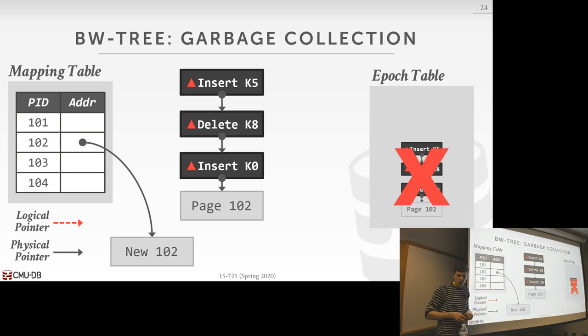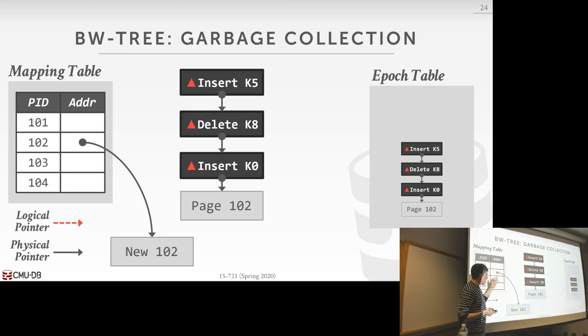Yes? Do we have an epoch table for every node? The epoch table is for the entire instance of the data structure. All it is is a pointer to the physical address of this node here. If I register this garbage, I'm not actually making a copy of it. I'm just storing the pointer to the head of the delta record chain. So then I know that any delta record, and the base page itself, can be garbage collected.